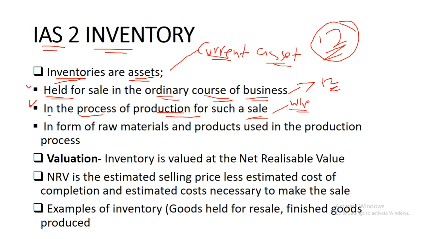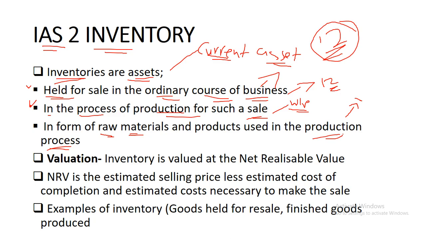Then in the form of raw materials and products used in the production process, right? Each item that's being produced has got its own raw materials. So those raw materials, if they're going to be used in the process of production, are also defined as inventory. So inventories are assets which are held for sale in the ordinary course of business, these are finished goods; assets that are in the process of production for such a sale, work in progress; then in the form of raw materials and products used in the production process.